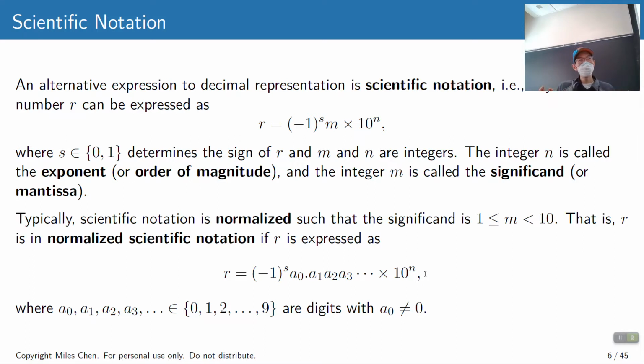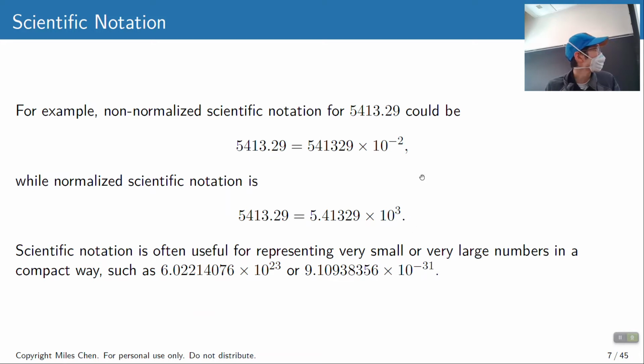And 0.000123 would be 1.23 times 10 to the negative 4, I think is what I said out loud. And so anyway, this is how you represent it. This would be non-normalized scientific representation. This would be weird, but these are exactly equivalent. This is your normalized scientific notation, where it has to be some number other than 0 in the front. So we have 5.41329 times 10 to the 3rd. And this is useful when representing really big or really small numbers. This is what Avogadro's number is, the number of things that make a mole.